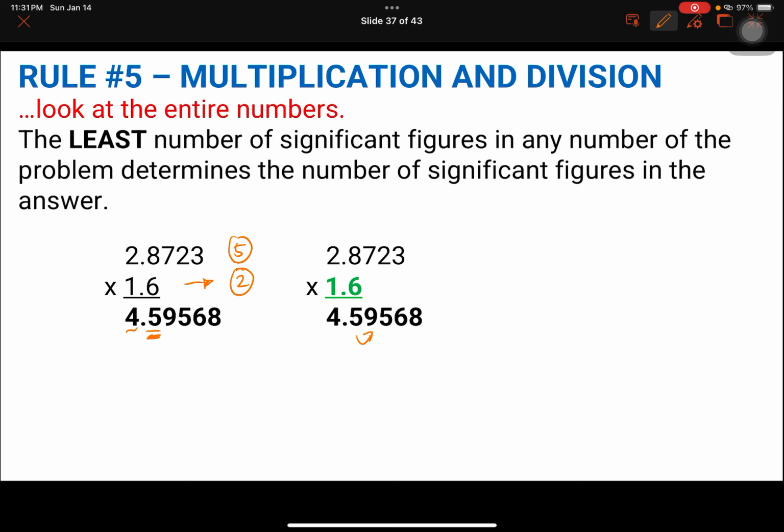So, checking this, ano magiging sagot natin? So, round out natin yung 5, magiging 4.6. Therefore, 4.6. 2 significant figures yung ating sagot. Okay? So, let's have an example.